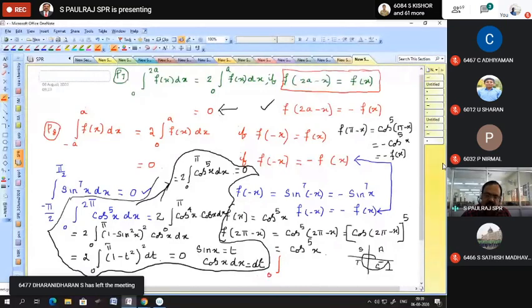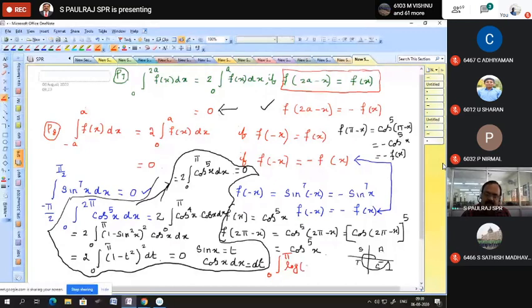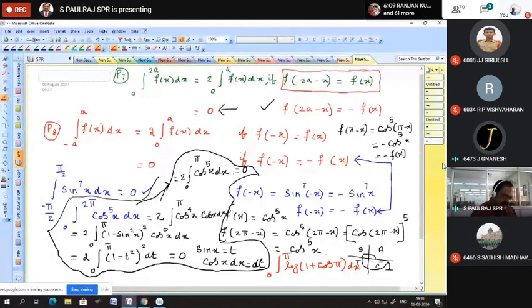Integral 0 to pi of log of 1 plus tan x. Yesterday you did one problem like this, no? Did you do it easily? Yes, sir. But sir, it is not so easy. I will give the answer also. If at all you are able to do it, do it. Minus pi log 2.